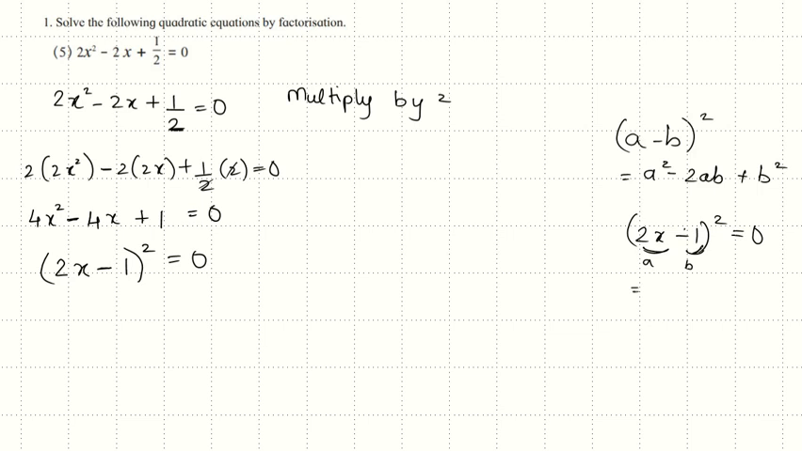So a square is nothing but a square is 2x square, minus 2 into a is 2x, minus b is 1, plus b square is 1 square, is equal to 4x square. This is minus 2 into 2x is 4x, minus into minus is plus 1 is equal to 0. I will explain this part again.